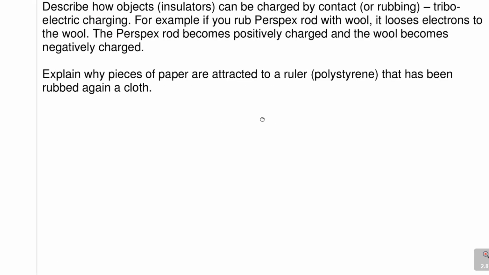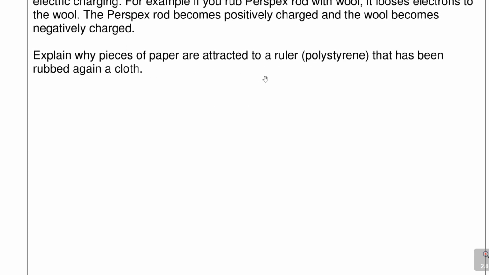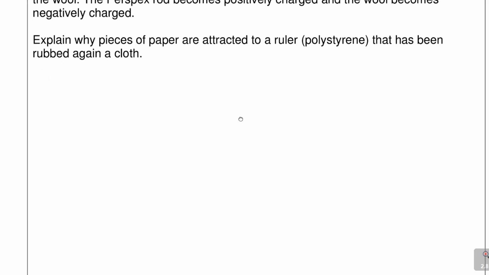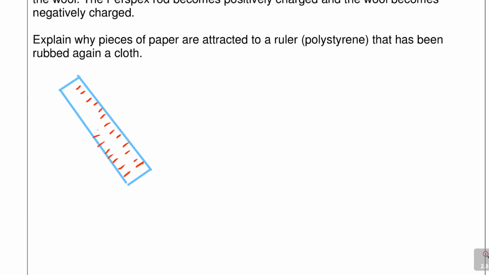Negatively charged. So what they are saying is, explain why pieces of paper are attracted to a ruler or polystyrene that has been rubbed against a cloth. It's similar in both cases. You take a ruler like this, and you rub it against your hair, which is a common experiment. The ruler is going to gain electrons from your hair. Remember, I told you electrons are the ones that are moving. So the ruler gains extra electrons, so it will have more negative charges.